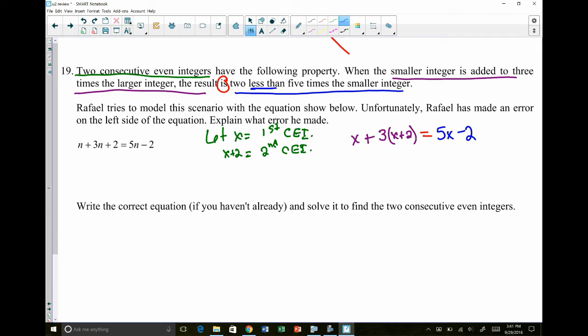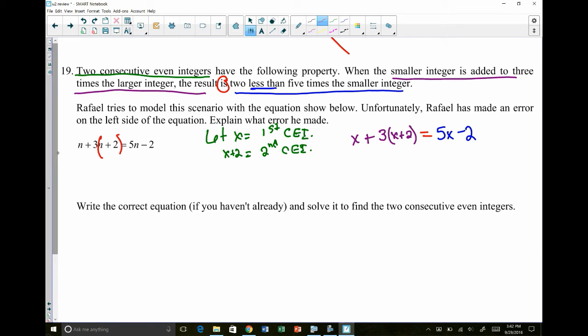So I have no idea what Raphael did here, but that's the equation I set up from translating this. Ignore his work, do it on your own, and then compare your answers. So Raphael tries to model this scenario with the equation below. Unfortunately, Raphael has made an error on the left side of the equation. Don't make the error that Raphael just made. Explain what error he made. Well, he made the mistake I told you not to make. He didn't do 3 times n plus 2. He just did 3n plus 2. So there's Raphael's mistake. He just found 3 times n, not 3 times the smaller integer.